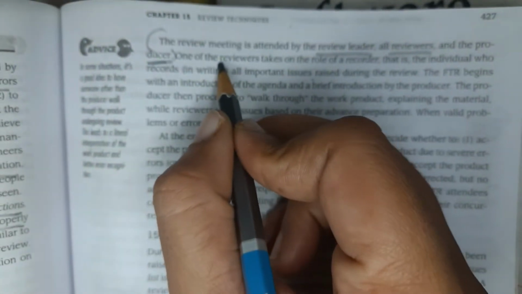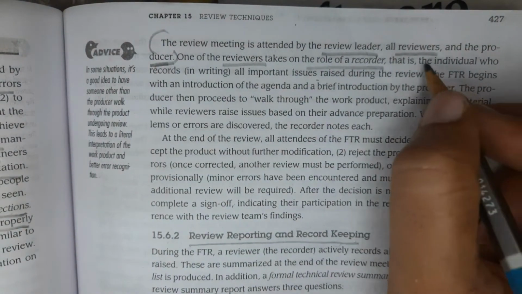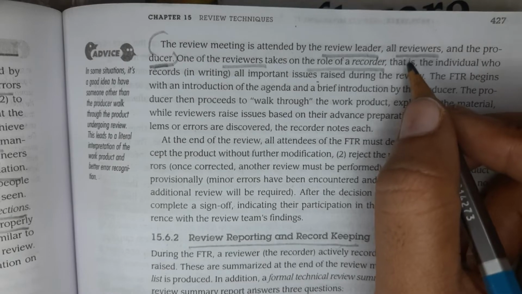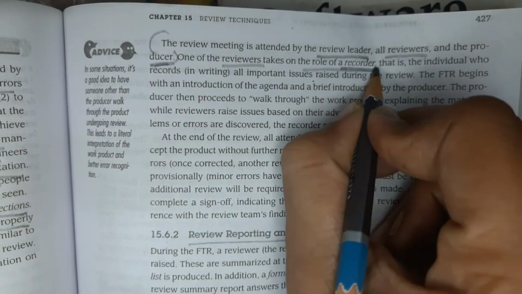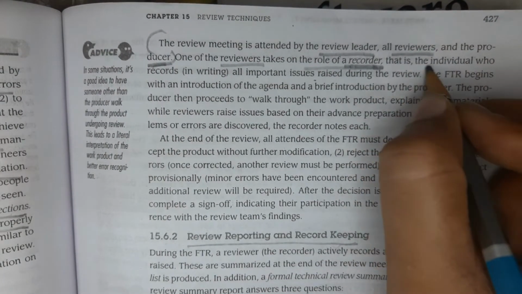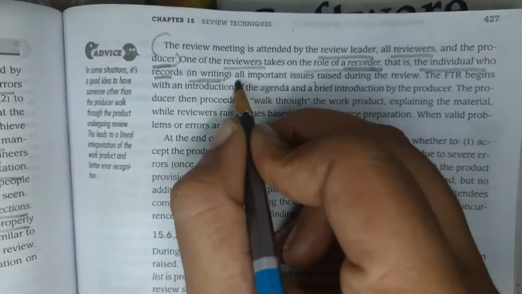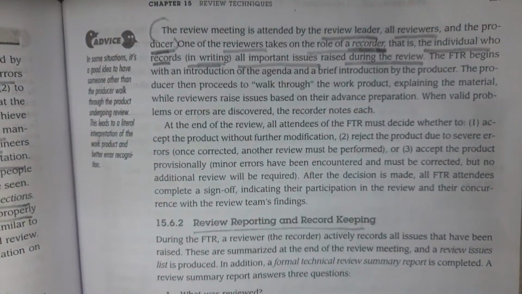Now one of the reviewers takes on the role of a recorder. Recorder means, suppose there are 3 members in the meeting, what is the duty of one member? His duty is to record that the meeting was conducted. He is going to record everything that was talked about in that meeting. So the recorder is the individual who records in writing all important issues raised during the review.